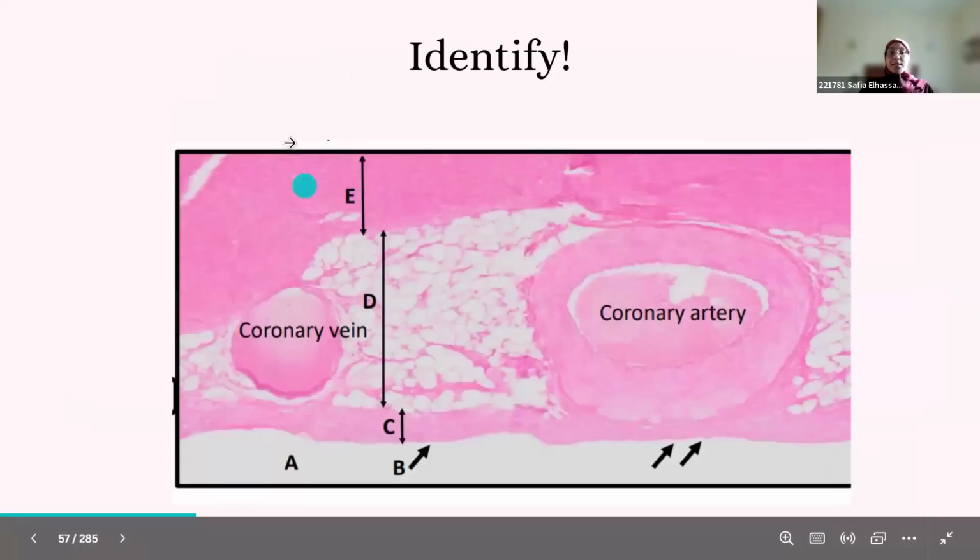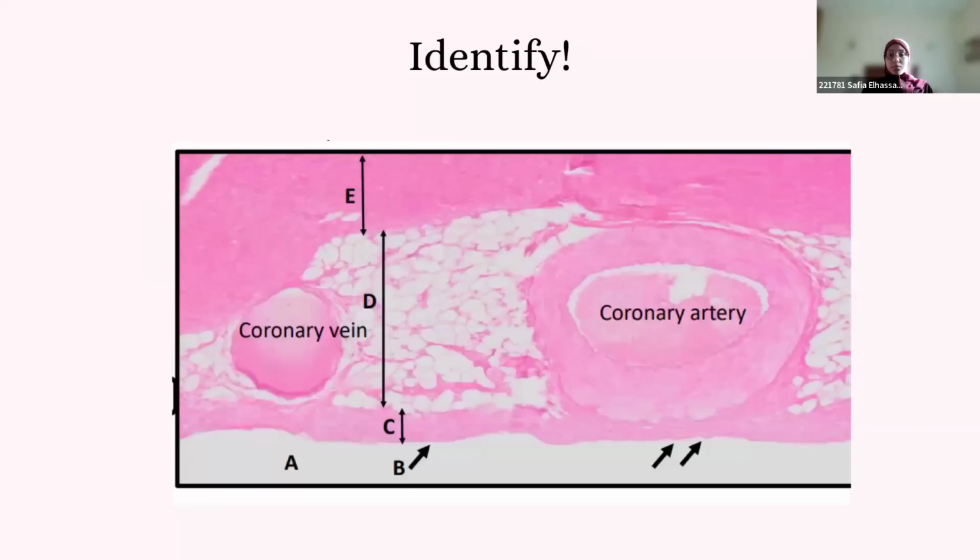Okay, what is this? What is this a section of? And give me 2 identification points. Okay, so this is the epicardium, and we can tell that it's the epicardium because of the very thick layer of adipose tissue and the presence of coronary artery and a coronary vein.